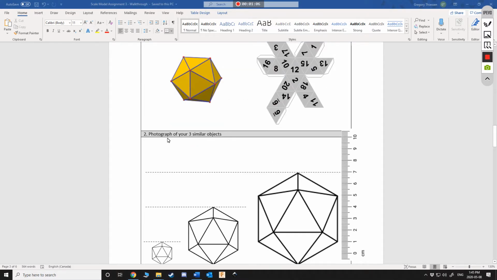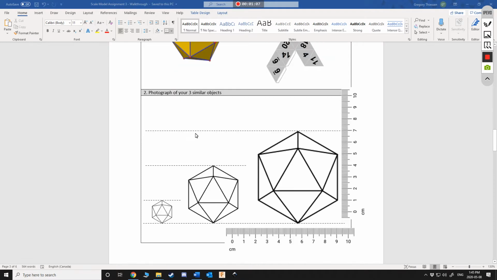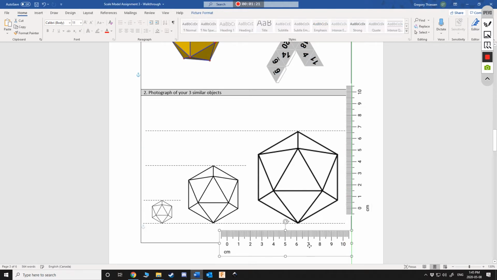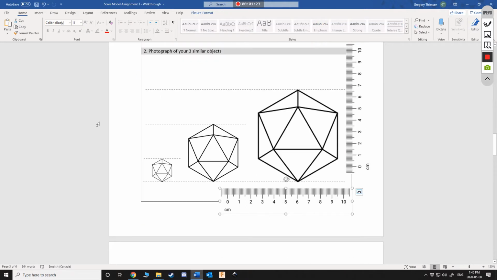Next is a photograph of your three similar shapes. Again, this is an example, so I didn't actually create them, I just found some pictures, but you will actually create them because you'll have some measurements to do later on. I also prepared these rulers for myself, which I'll be using in a second. So let's get down to the heart of the assignment.